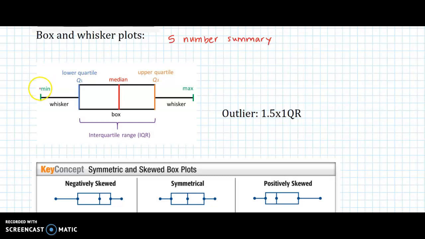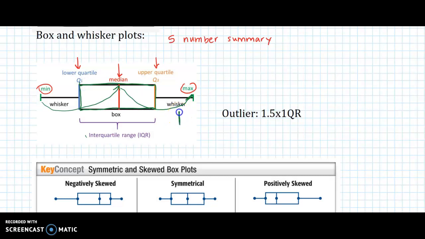Your 5-number summary has your minimum and your maximum, and your median, which is the number in the middle. Then it has what's known as your lower quartile and your upper quartile. The lower quartile is the middle of the minimum and the median, and the upper quartile is in the middle of the median and the maximum. And then you draw a box around your upper quartile, including your median and your lower quartile, like that.